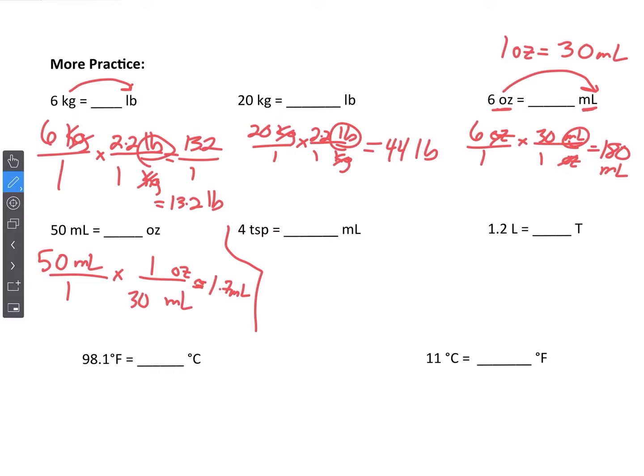For the next one, teaspoons into milliliters. This is a direct conversion. If we wanted to take out teaspoons and go into milliliters, 1 teaspoon is 5 milliliters. So teaspoons would cancel. That would convert into milliliters. You should get 20.